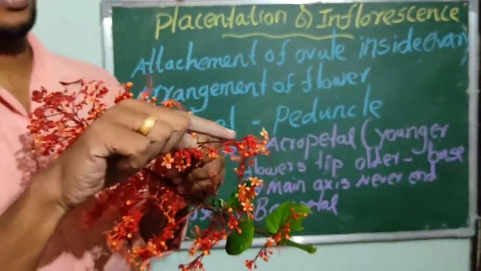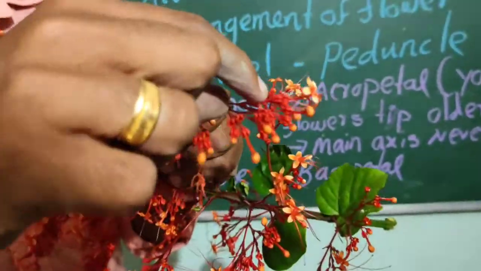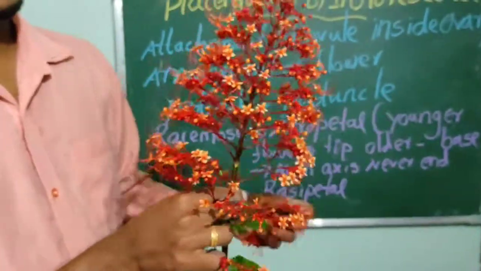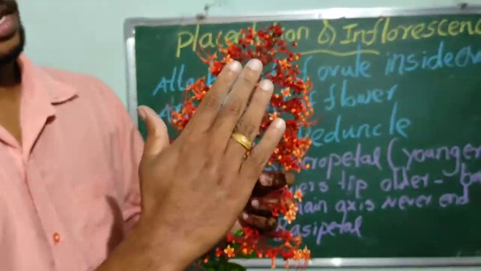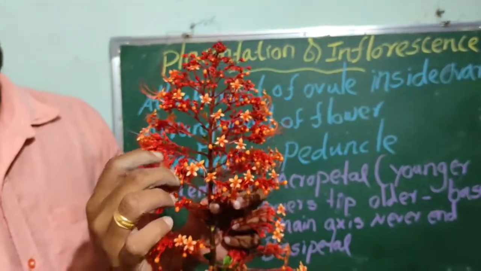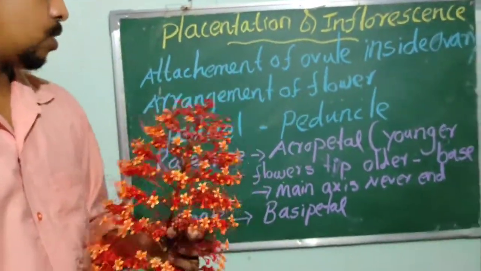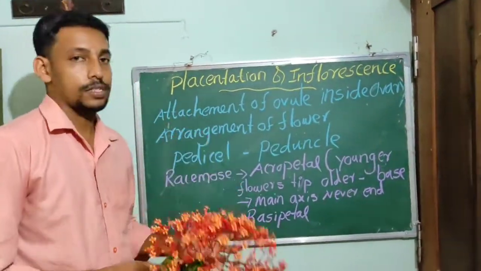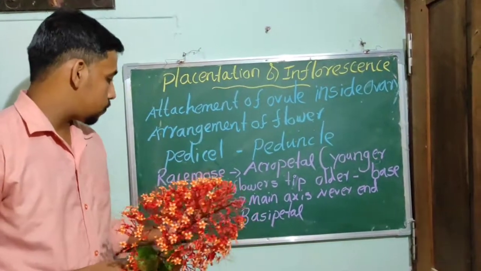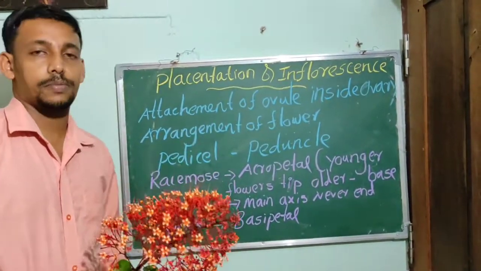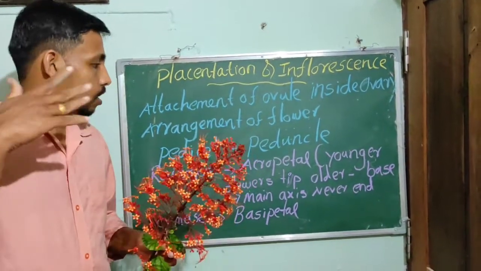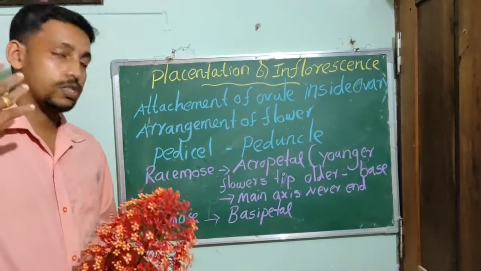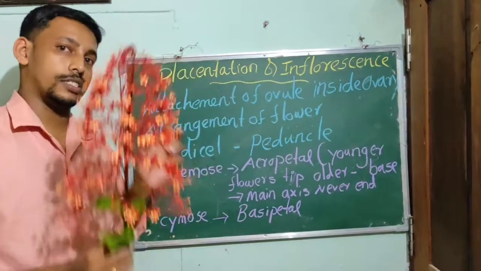Then in the base we can see the younger flowers. So look here, at the tip there are older flowers, and at the base you can see the younger flowers. That type of arrangement is known as the basipetal arrangement, and that type of arrangement is seen in the cymose type of inflorescence. Both of these inflorescences may have different types, which you will be studying in your higher classes. You will learn about different types of racemose and cymose inflorescence. Here I have just shown an example for you.